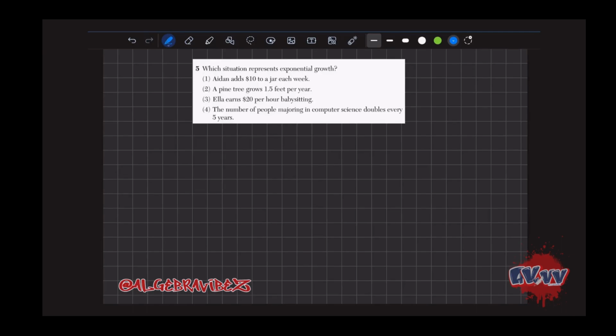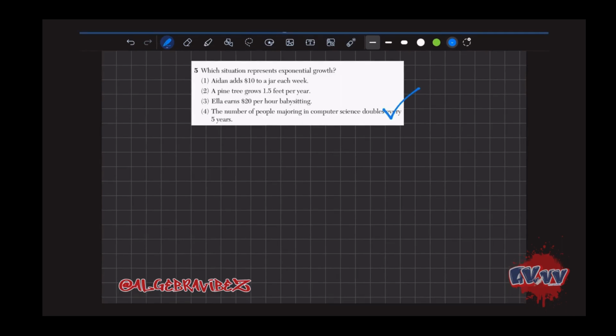So that's going to leave us with 4 as our answer. The number of people majoring in computer science doubles every 5 years. It makes sense that 5 people, then 10 people, then 20 people, and so on and so forth will be considered exponential growth.